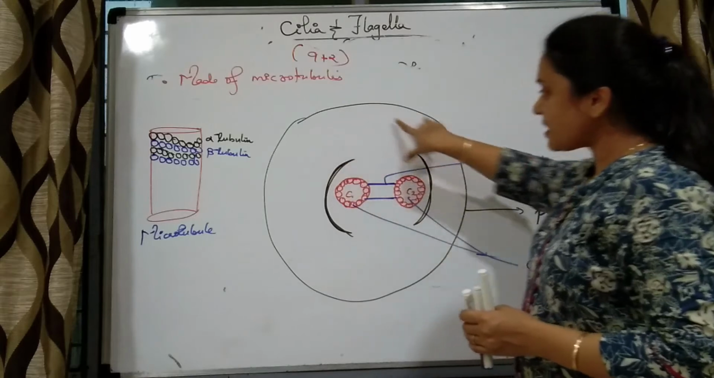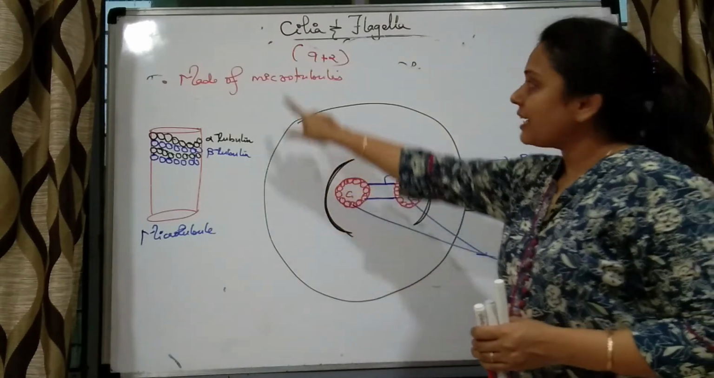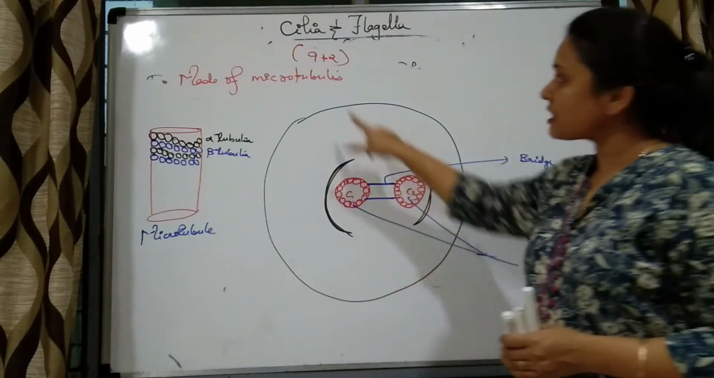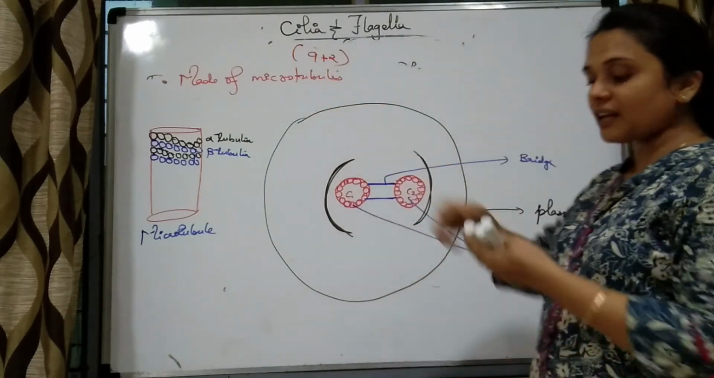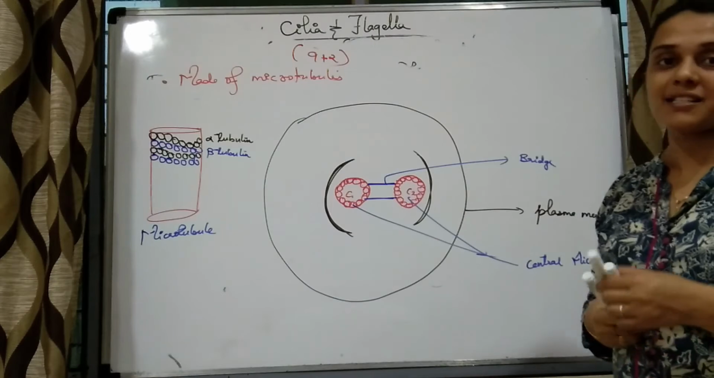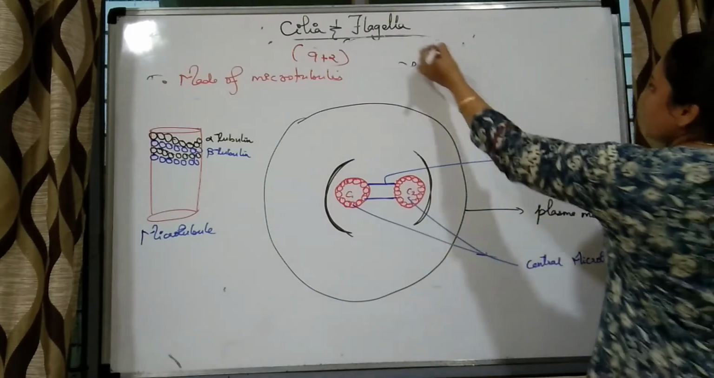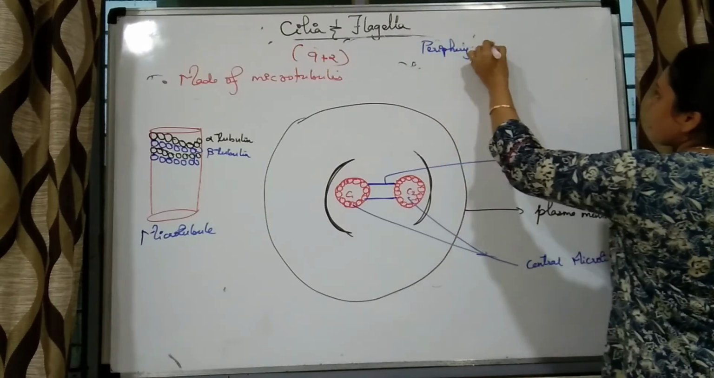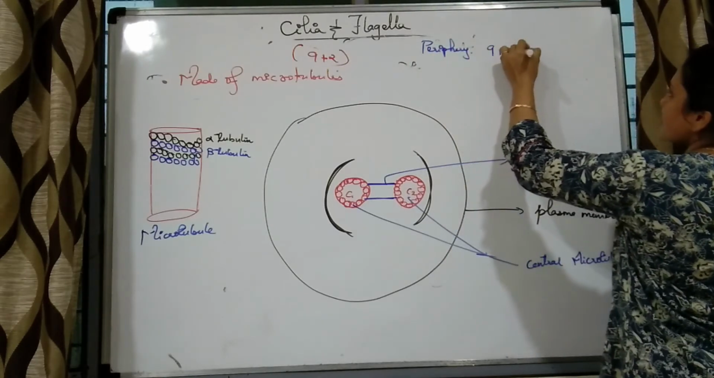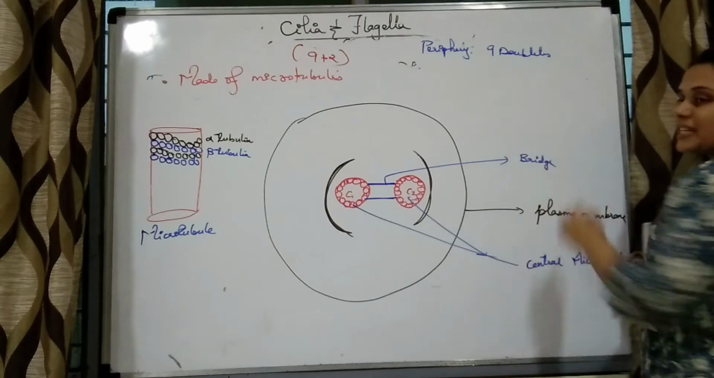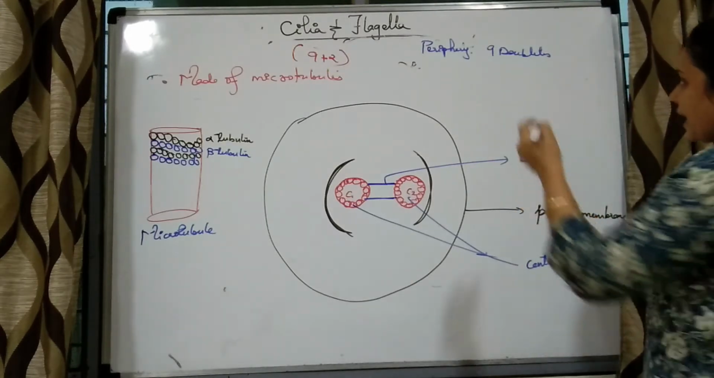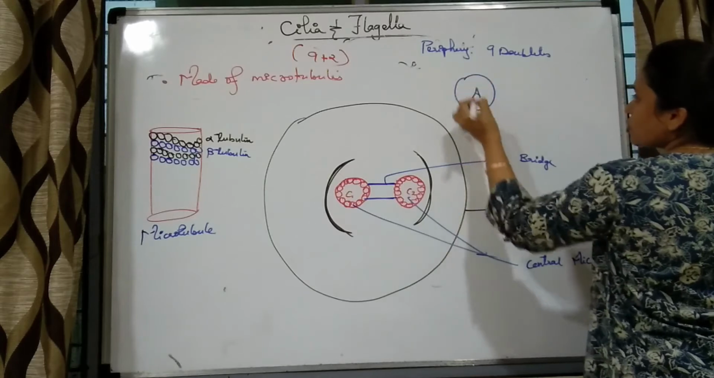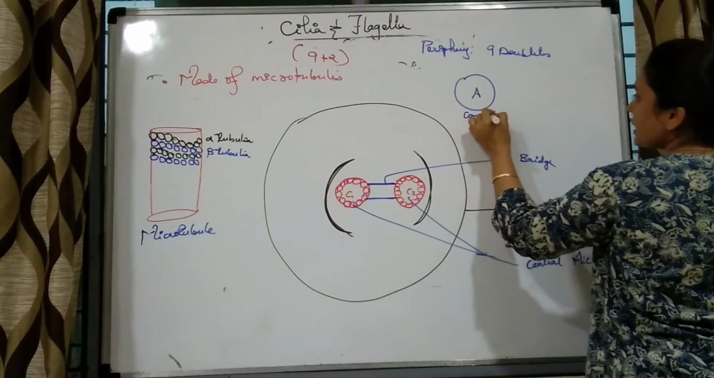Now, what is present in the periphery? This 2 stands for central microtubules. In the periphery, there are 9 doublets of microtubules, which means there will be 2 tubules each. Say this is one tubule, it is the A tubule, which is complete.